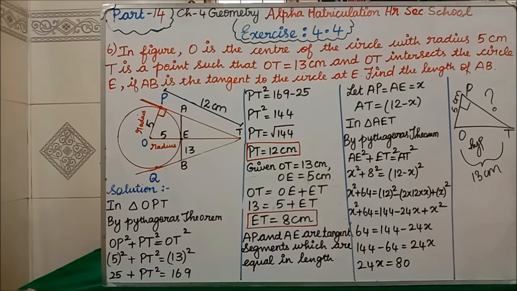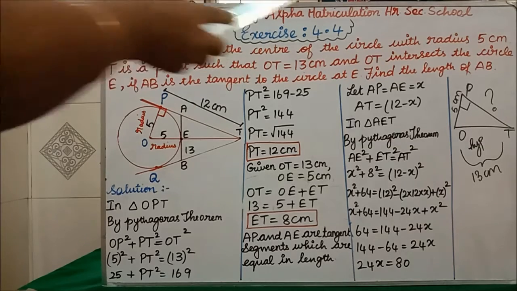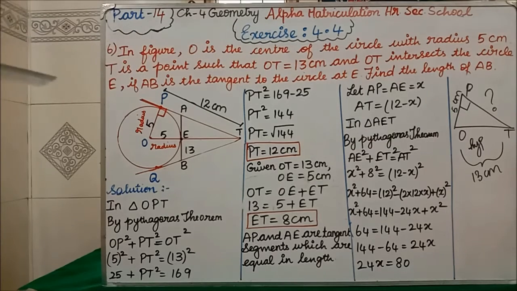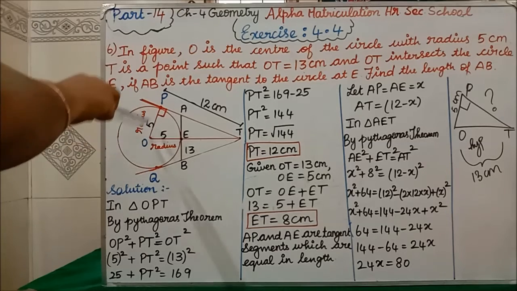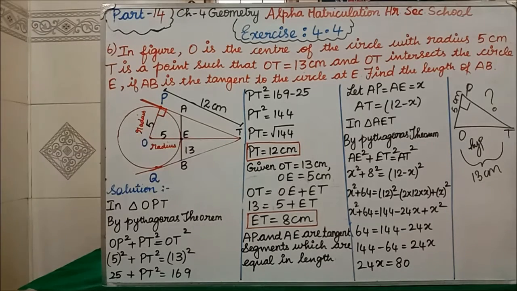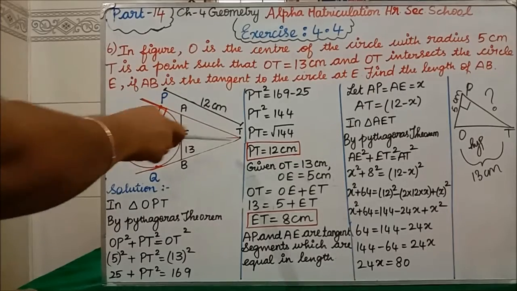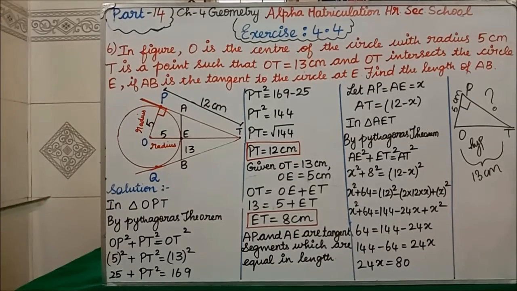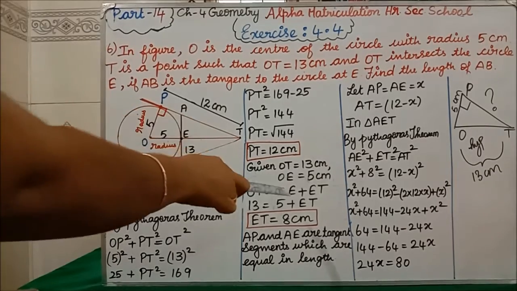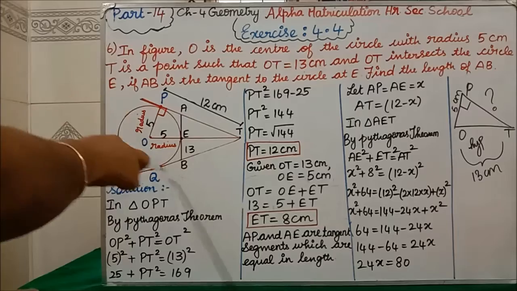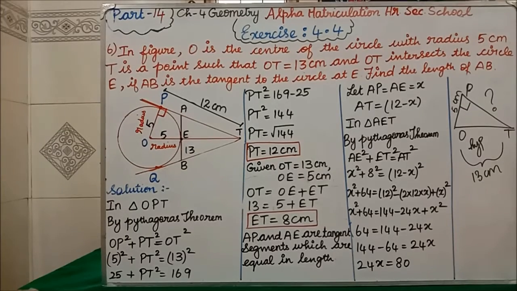Next, in our question they have given OT equal to 13 centimeter and radius equal to 5 centimeter. Radius is nothing but OE and OP. I have written OE equal to 5 centimeter. Now what I am writing is this full length O to T. They have given OT full length as 13 centimeter. But how has this 13 centimeter been divided? OE plus ET. Isn't it? The full length OT is divided into OE plus ET.